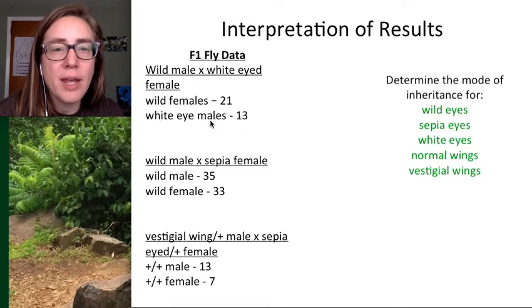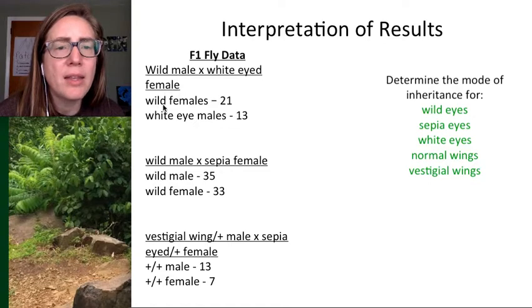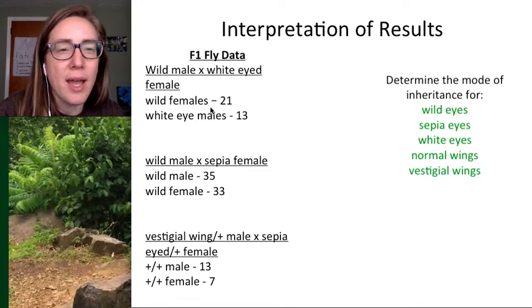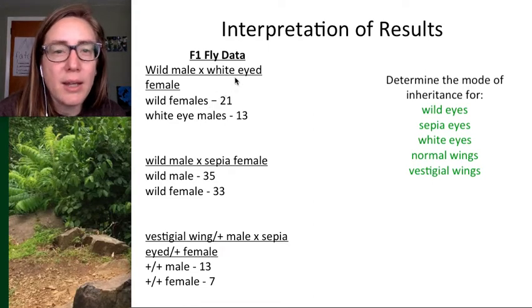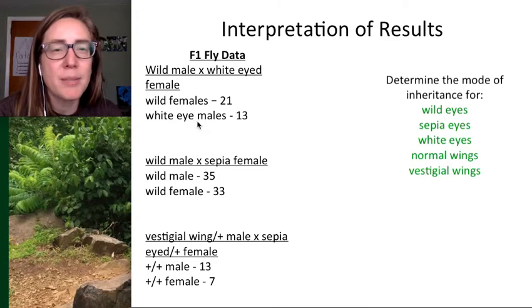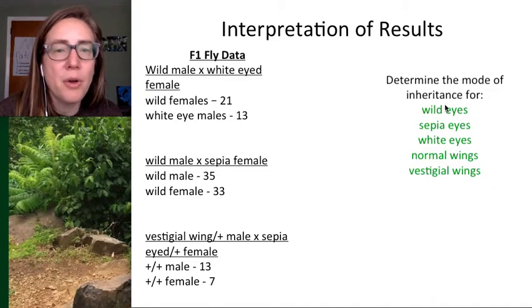I started with a wild-eyed male, and now the male only has white eyes, and then the white-eyed female, now the female has wild eyes. If I'm looking here, wild seems to be dominant over white eyes, but this one has something funny going on where it doesn't look like the traditional dominant-recessive that you would see in Mendelian crosses. So I'm going to hold off on the wild eyes and look at the next two.